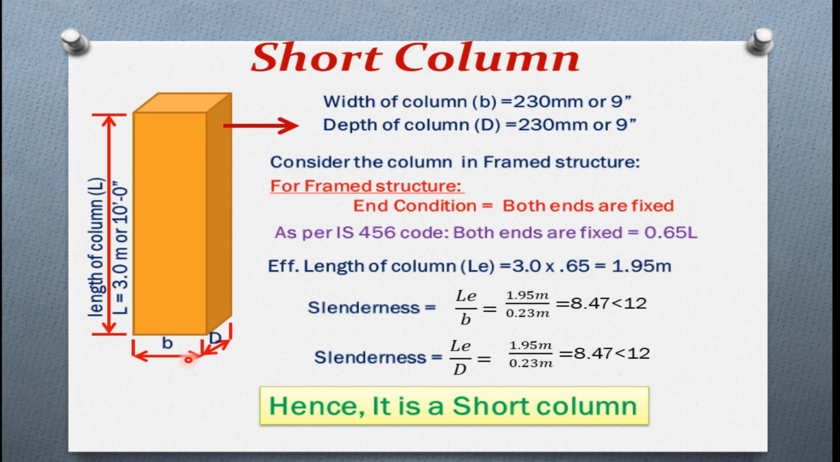So we will apply this to the slenderness ratio. The slenderness ratio is equal to LE by B, that is 1.95 divided by B, where B is 230 mm or 0.23 meter. So we get 8.43, which is less than 12. We will check with the depth as well. LE divided by D is equal to 1.95 divided by 0.23, which is 8.47, also less than 12. So hence it is called a short column.